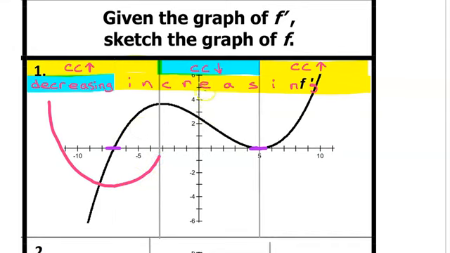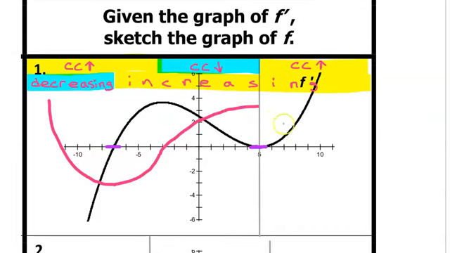In the next interval, f should be increasing, concave down, and it should end at a horizontal tangent line. So here we go, increasing, concave down, and ending at a horizontal tangent line. For the rest of the graph, function f should be increasing and concave up. So here we go, increasing and concave up. And that's it. This is a possible sketch of the original function f.